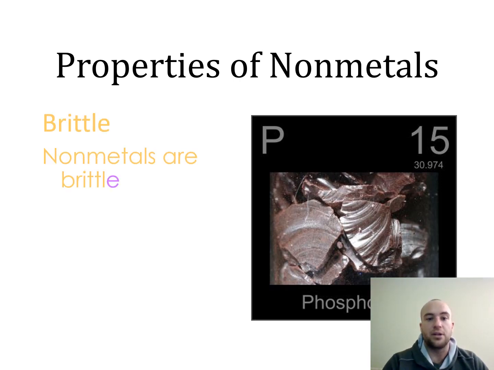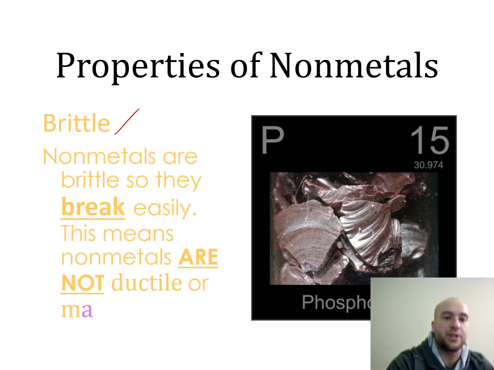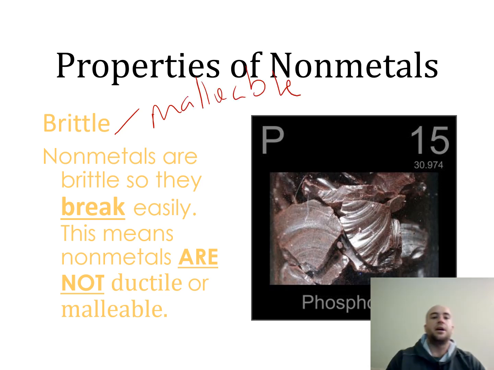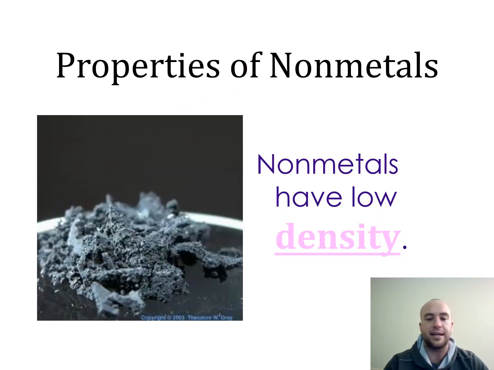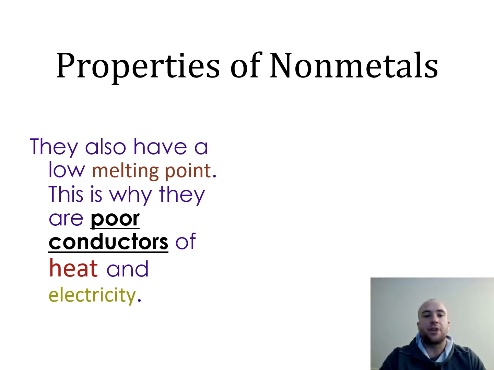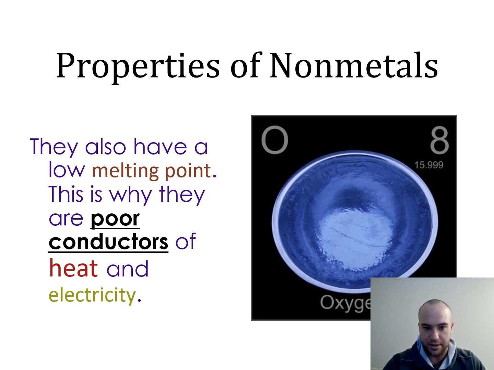They're going to be brittle. Remember, the opposite of brittle would be malleable, just to get you to use these words. They're going to break really easily. If I was going to bend it, and I wanted to make it a wire, it would crumble in my hands. Think of charcoal, which is mostly carbon. If you've ever touched it, it's going to get your hands really dirty. If you wanted to break it in half, it would crumble and break into a million pieces. They're going to have a super low density. And lastly, our friends, the nonmetals, they're going to have a low melting point, which makes them poor conductors of heat and electricity.